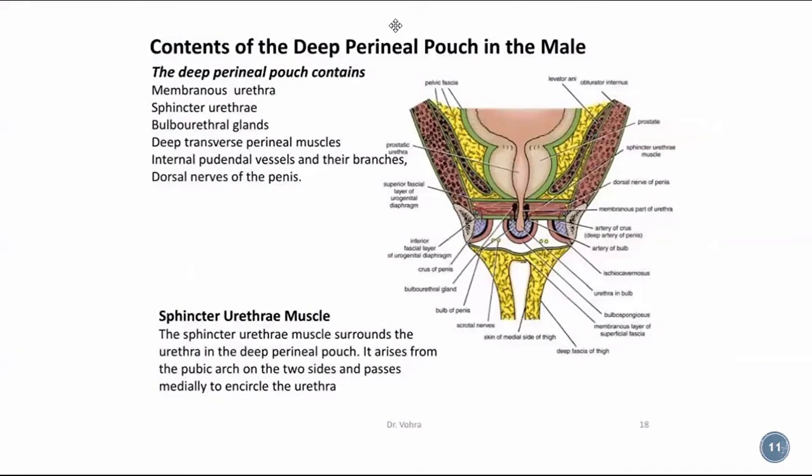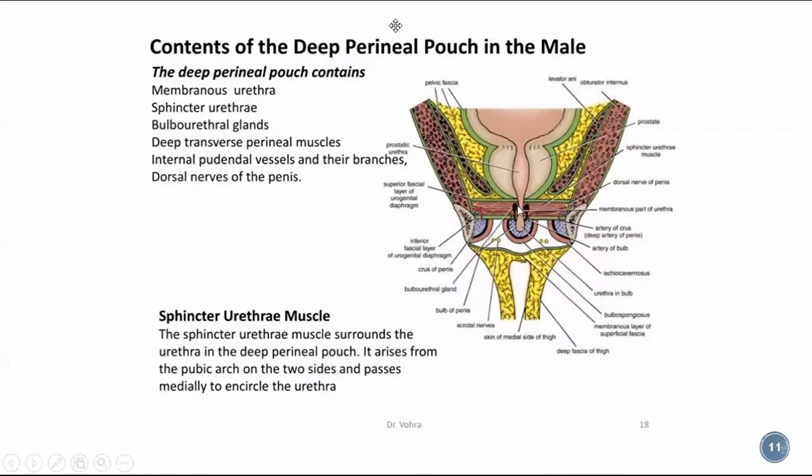Now, the deep perineal pouch in the males contains the membranous urethra, the sphincter urethrae muscle, the bulbourethral glands, and the deep transverse perineal muscles, as opposed to the superficial transverse of the superficial pouch. We also have the internal pudendal vessels and their branches and the dorsal nerves of the penis. Now, the sphincter urethrae muscle is this band here, between the superior fascial layer and the inferior fascial layer.